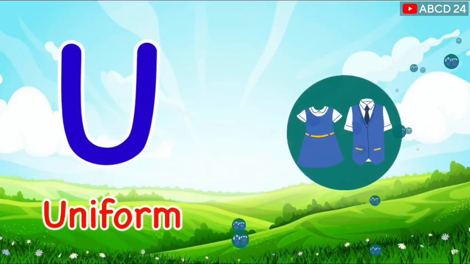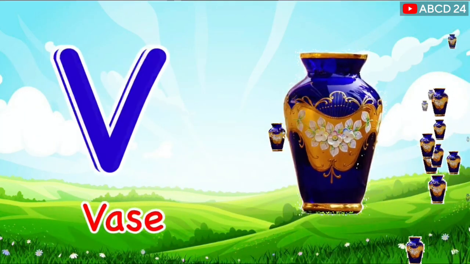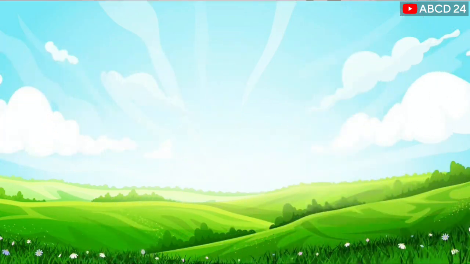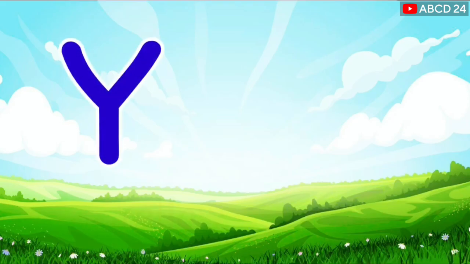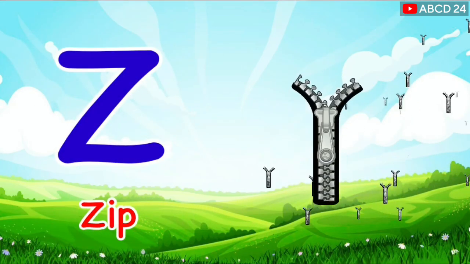U for uniform. V for bus. W for well. X for x-ray. Y for yellow. Z for zip.